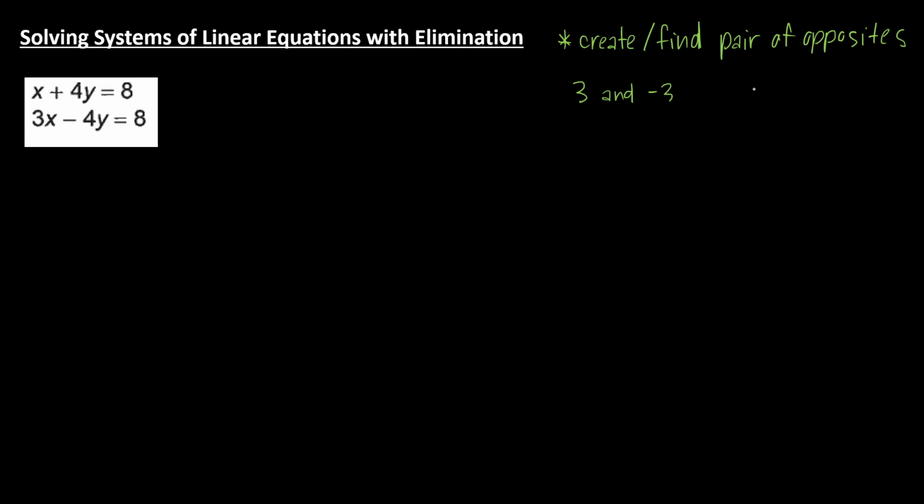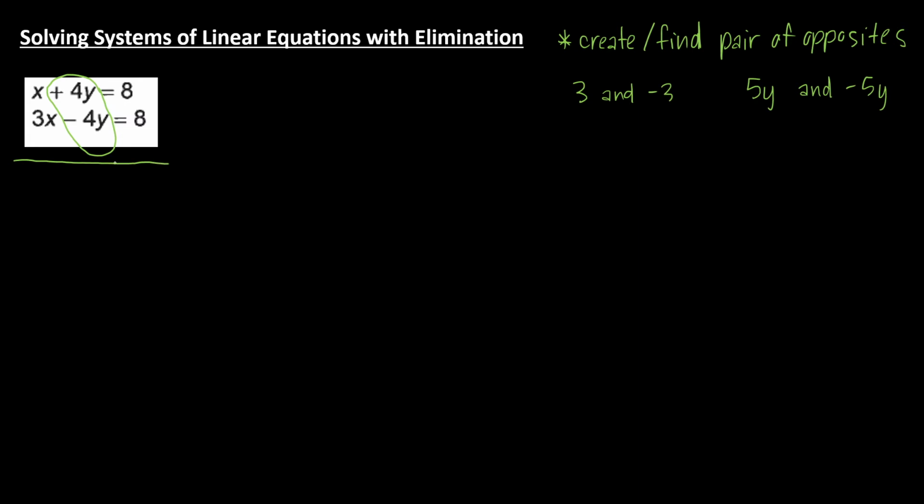Let's say I've got positive 5y. The opposite of positive 5y is -5y. Add them together, you get 0y. They're gone. So let's apply this to this system over here. I'm already seeing in my system, I've got a pair of opposites already. This is positive 4y in the top equation and -4y in the bottom.